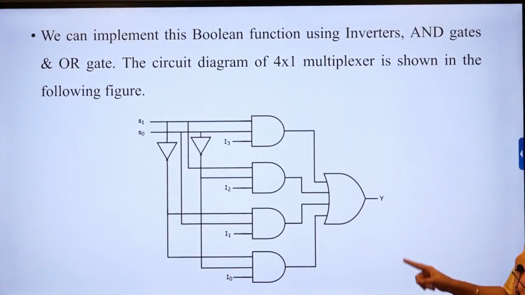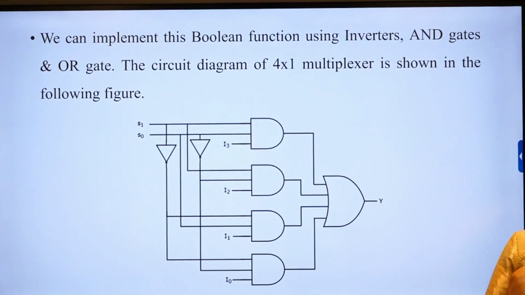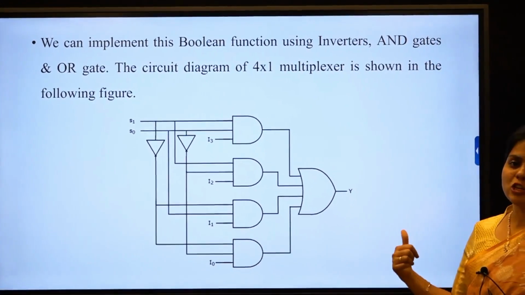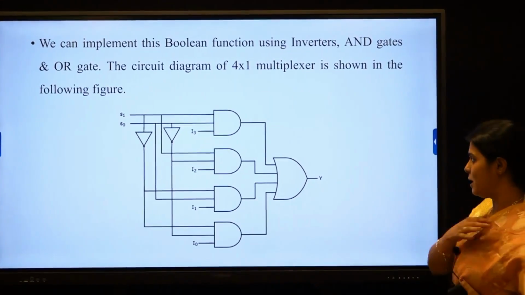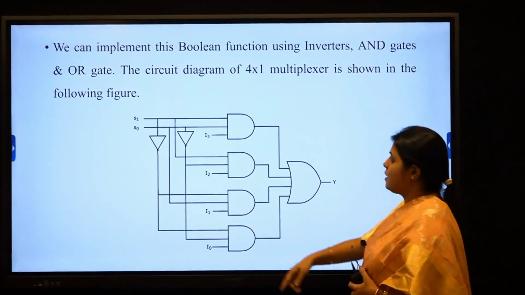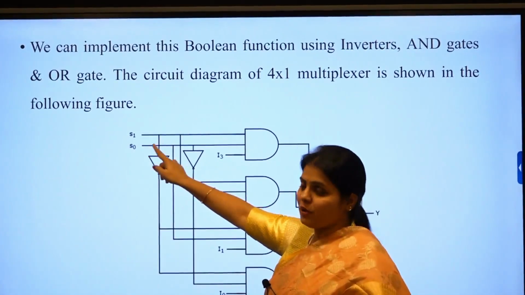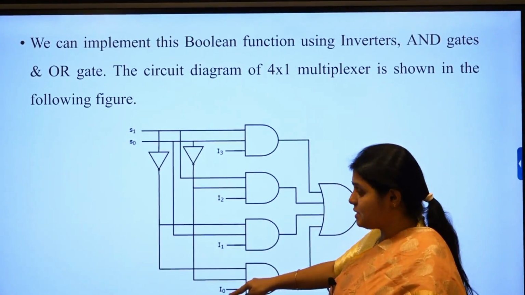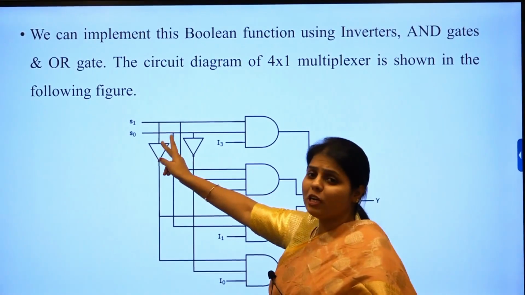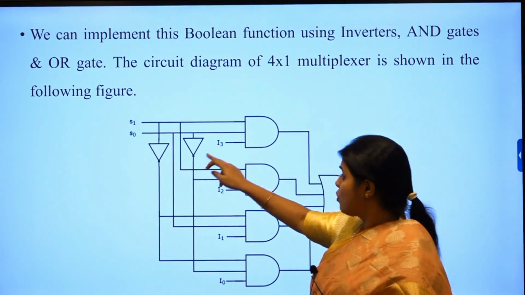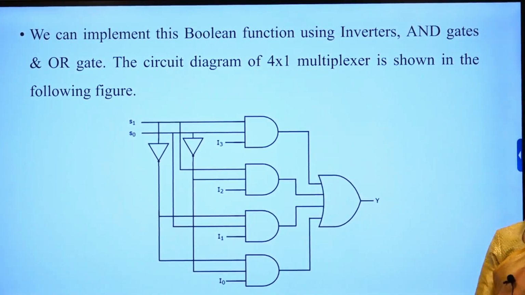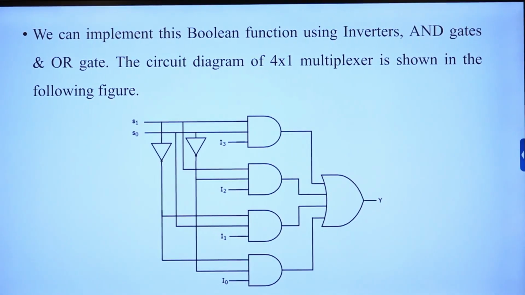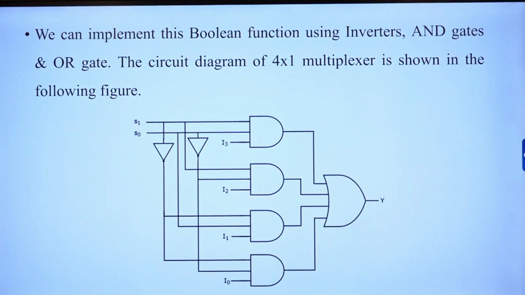So for this Boolean function, we will draw the logic circuit. This is the combinational logic circuit for the 4 by 1 multiplexer. So as you can see, here I am taking S0 and S1 combinations. Along with that, I am adding these inputs. So based on what combination of S0 and S1 you take, that particular input will be produced at your output end. Okay. So this is the combinational logic circuit for the 4 by 1 multiplexer.